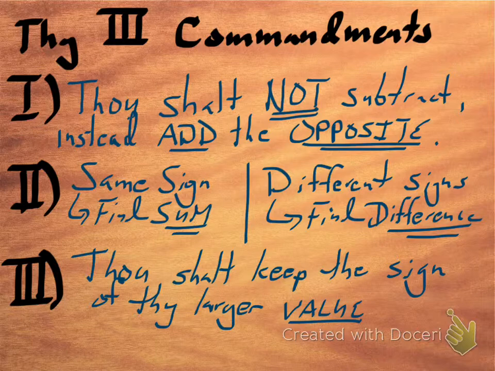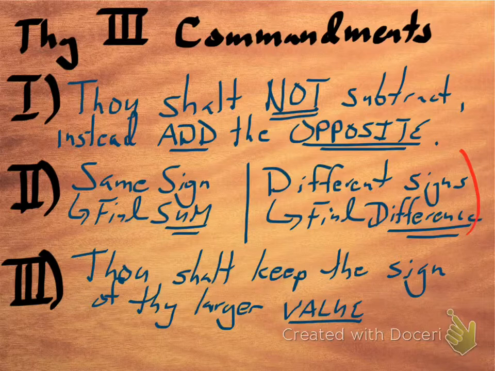Okay, so if you had something like 3 and negative 8, those are different signs. So we're going to use this part of the second commandment. They're different signs. So 3 and 8, the difference is? 5. Now, if 3 and negative 8 get added together, which one's got the bigger value, the 3 or the negative 8? The negative 8. And since the 8 is the bigger value, and it was negative, we're going to keep that sign. We're going to keep a negative for the answer.